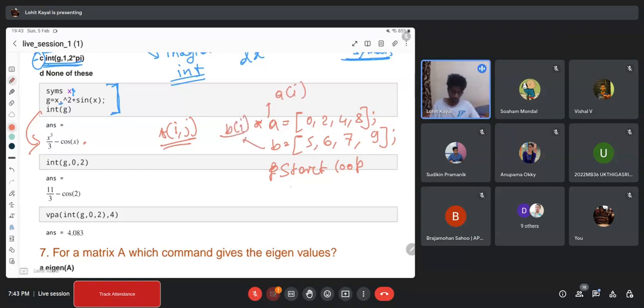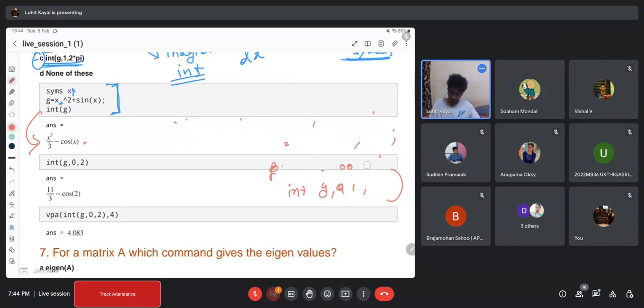So how will you do it? It will be int of g comma A of i, B of i, and the loop is on i. That means i will be first 1, then 2, then 3, then 4, and every time you will get this result. It is very simple. When you learn loops, you can do it very easily. I will show that example when we discuss the loop.